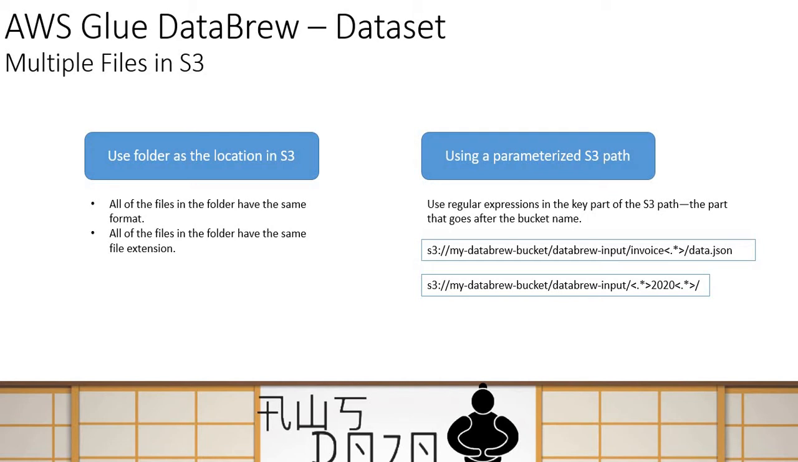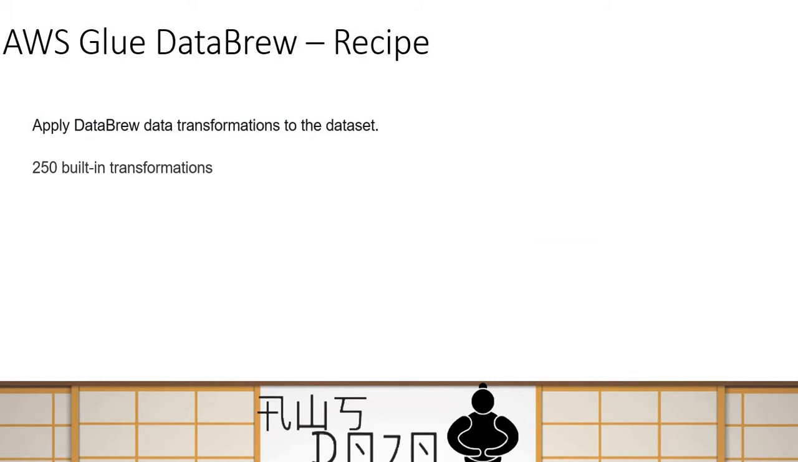Okay, so this is very important to understand, how you can work with multiple files stored in S3 for a data set. Now, moving on to the second component, which is a recipe. As I mentioned earlier, a recipe is a way to perform transformation on your data set. And when you use a recipe, you don't need to write a single line of code. There are more than 250 built-in transformations available, which you can use in your recipe to perform transformation, normalization or cleansing on your data.